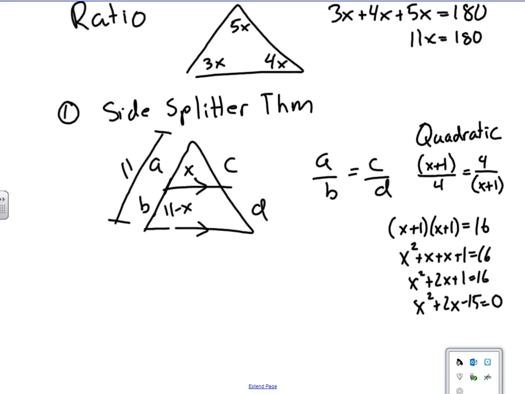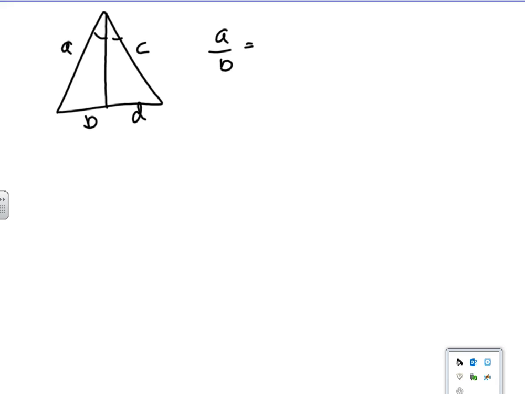So that is the side splitter theorem. The other thing that you have is the triangle angle bisector theorem. So if we have a triangle and we've got this going on, same deal, A over B equals C over D. Those two things, you want to keep them in mind, and you want to separate them: is this a similar triangle, or is this one of these special cases? The side splitter and the angle bisector are special cases.